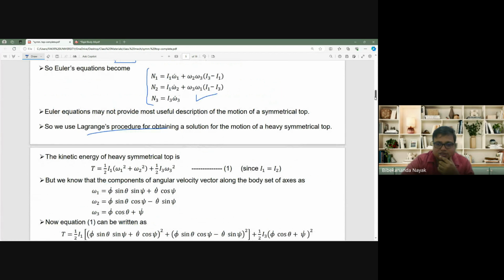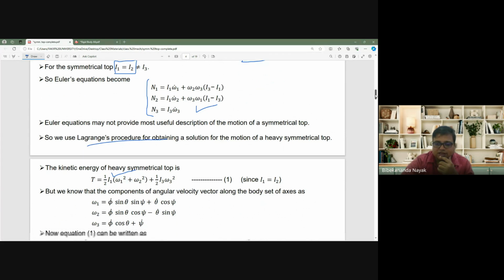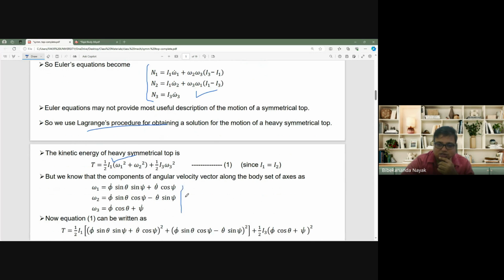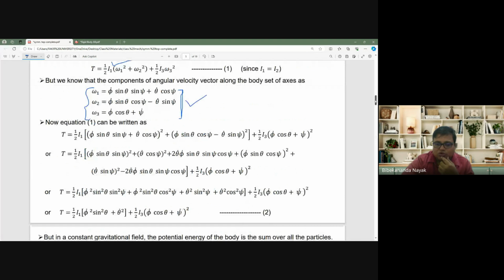The kinetic energy of the heavy symmetrical top T is equal to how much? We know kinetic energy is half I1 omega 1 square plus I2 omega 2 square plus I3 omega 3 square, but I1 is equal to I2, so I write it like this. You have to remember these omega 1, omega 2, omega 3. There is a derivation, but it is difficult to write. If you want, I can provide it. After putting this in and squaring and adding, we get the kinetic energy.